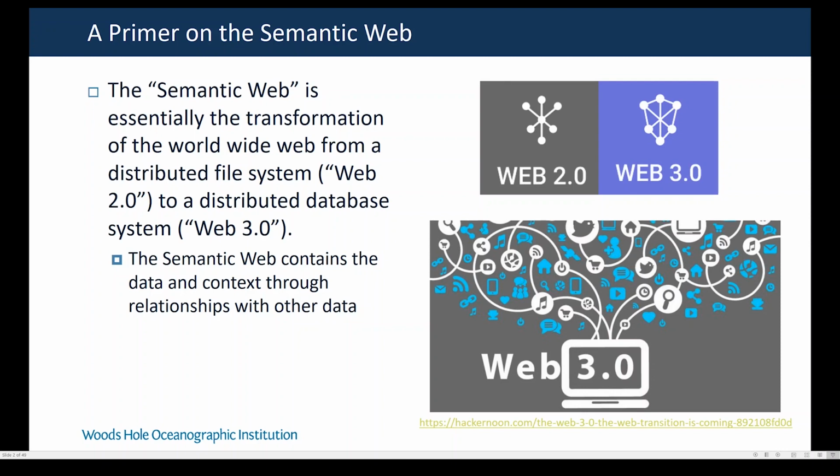The semantic web is a stage in the evolution of the World Wide Web from a distributed file system structure, or Web 2.0, to a distributed database system, or Web 3.0. The semantic web aims to put data in context with other data. So the idea is that each data point is linked not only to a centralized location, but each data point is linked to other data points, giving it rich linkages and contextual information.